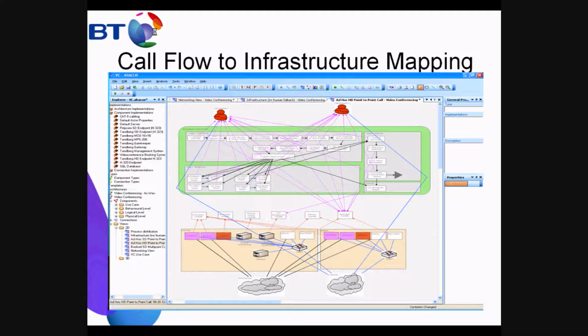We have various endpoints at the top, and they interact with the call flow steps. The boxes within the steps here are the actions, and these actions are implemented by certain components within the infrastructure. We can see here these actions hit this capability. This is a logical capability which then incorporates the properties of the physical architecture infrastructure underneath.